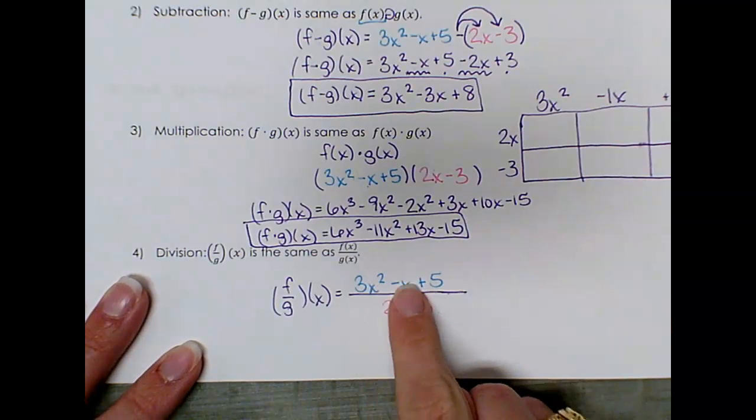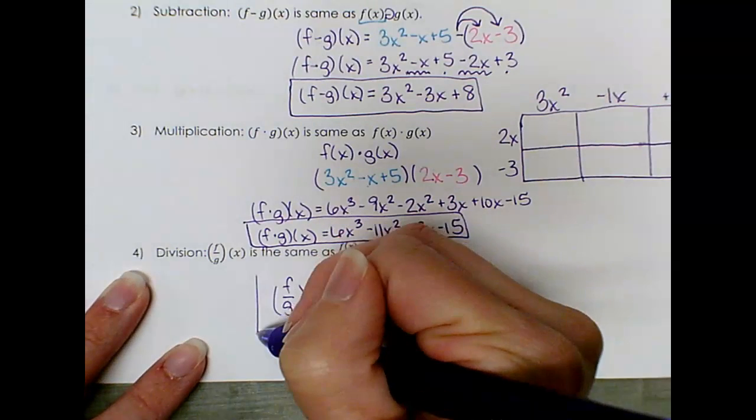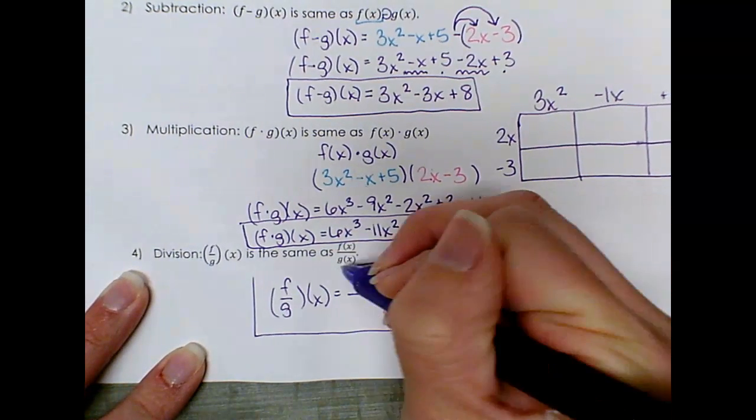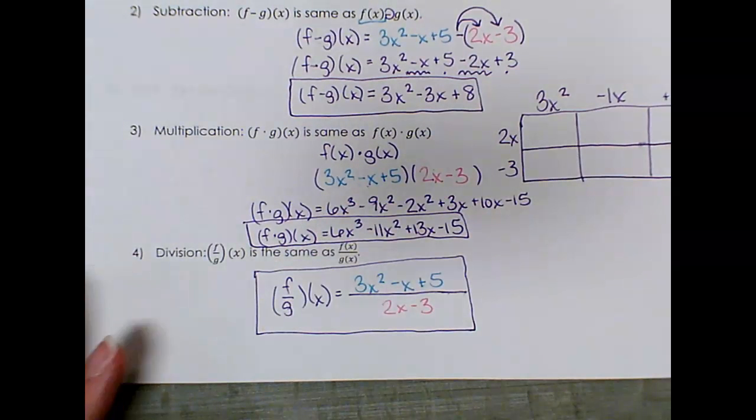Now, if I could factor the top, then I might want to try. That way, if one of my factors was 2x minus 3, I could cancel it out on top and bottom. But I happen to know that there is no nice factorization of f of x. So I'm going to leave it like it is, and that's it. So this is the way that you would compose functions, f of x and g of x, with addition, subtraction, multiplication, and division, all of the main operators that we use in algebra.